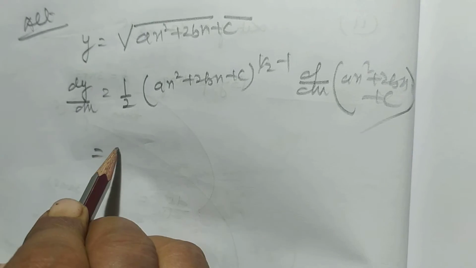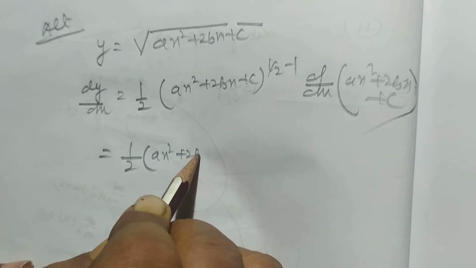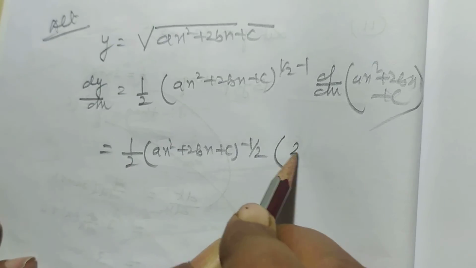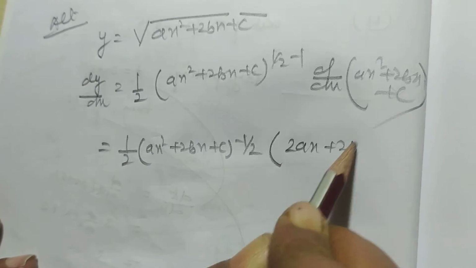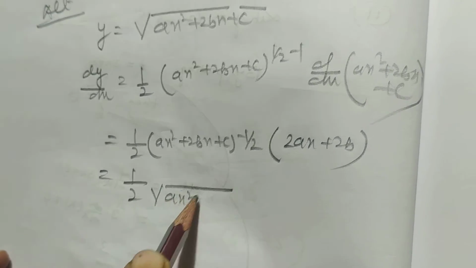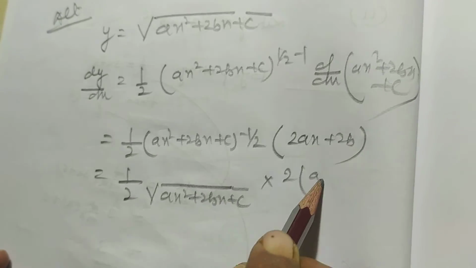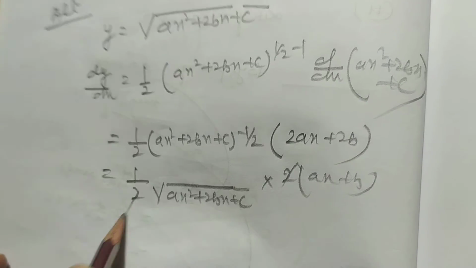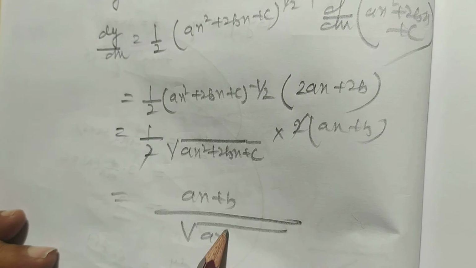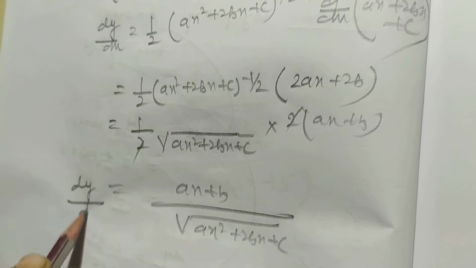Now my dear student, it will be half (ax square plus 2bx plus c) to the power minus half, and it is 2ax plus 2b. Now make it positive: half root over ax square plus 2bx plus c into, take common 2, (ax plus b). 2 cancel, and we have ax plus b by root over ax square plus 2bx plus c. This is the value of dy by dx.